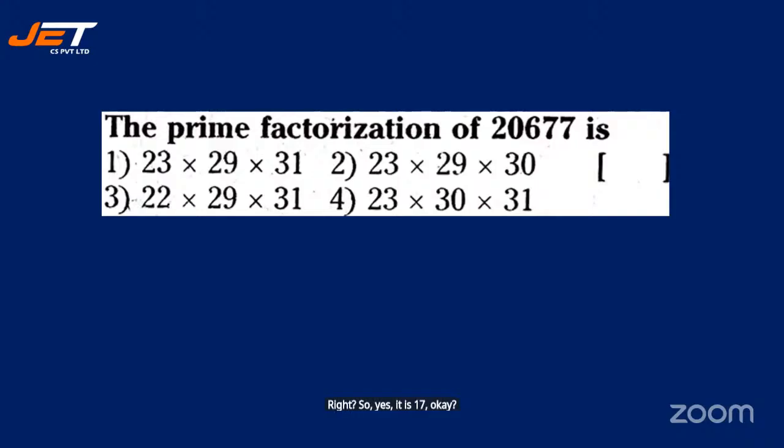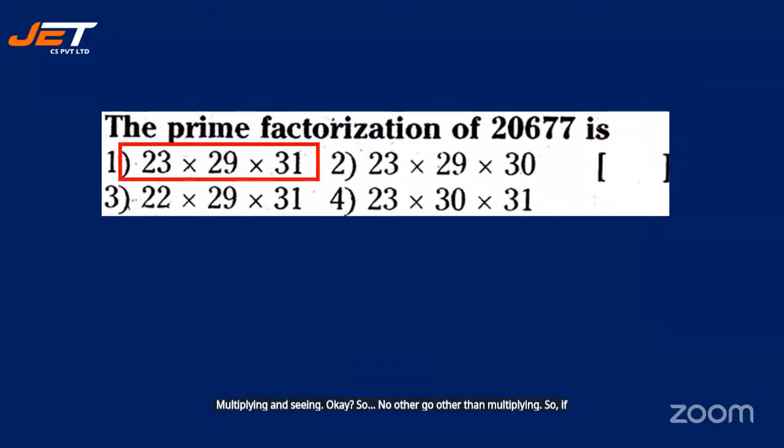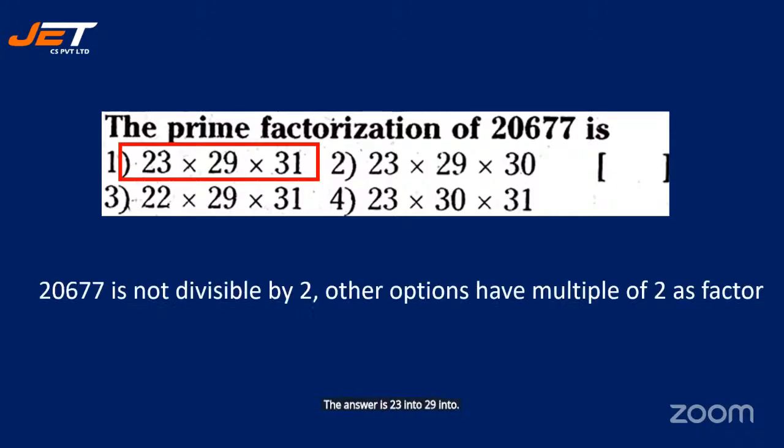Okay. The prime factorization of 20,677 is dash. Is it 23 into 29 into 31, 23 into 29 into 30, 22 into 29 into 31, or 23 into 30 into 31? This can be done only by multiplying and seeing. There is no other way than multiplying. If you do, you will get the answer 23 into 29 into 31.